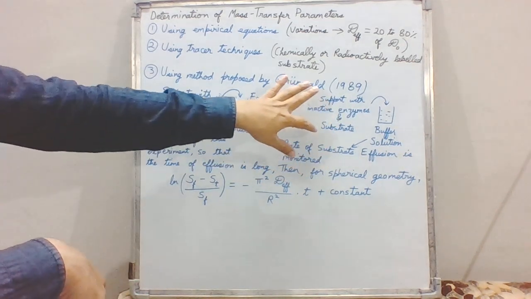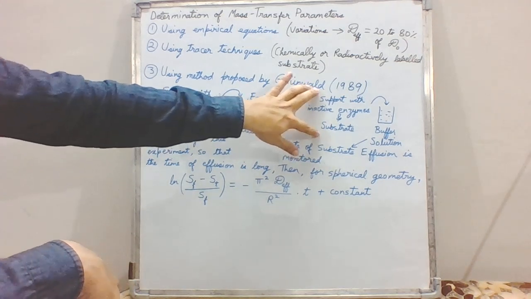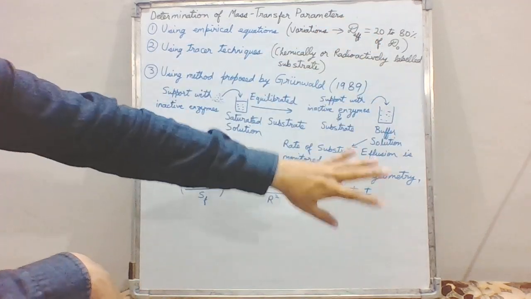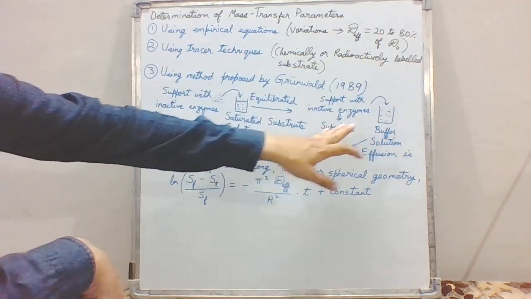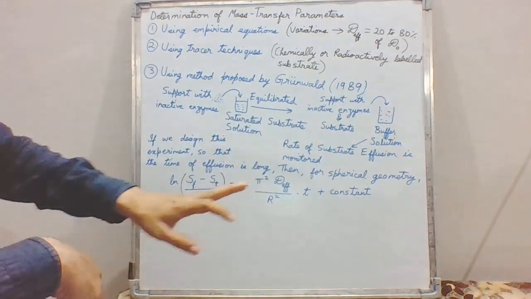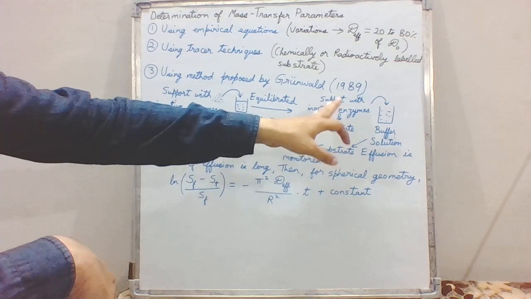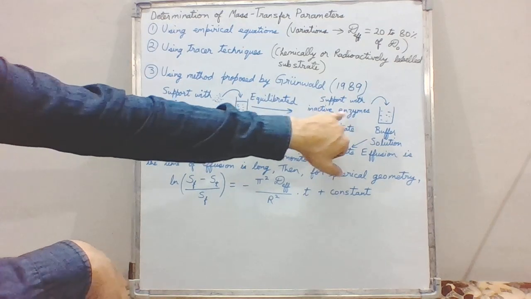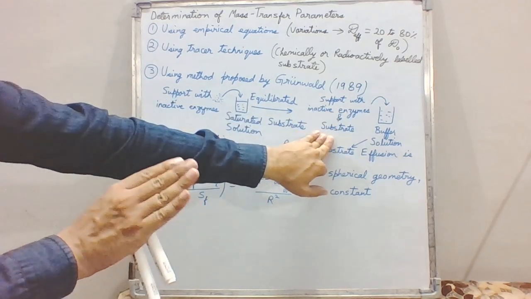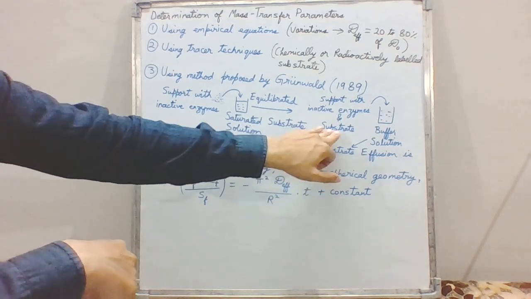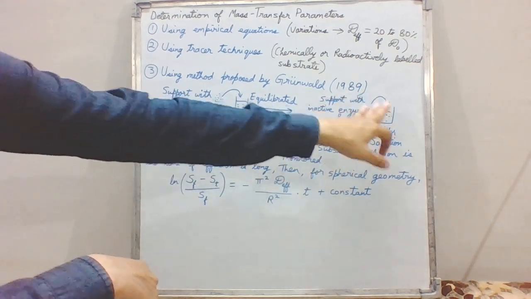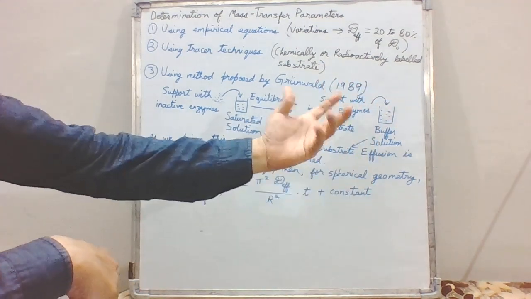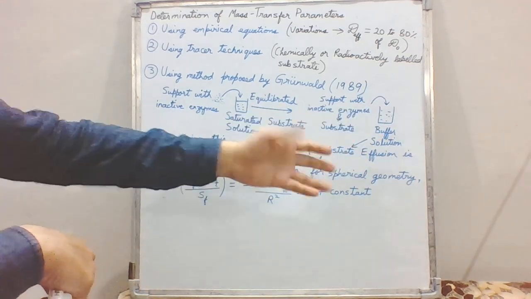Now this support, along with the substrate and the inactive enzyme, is immersed in a pure buffer solution which does not contain any amount of substrate. The inactive enzyme is immobilized and the substrate is not immobilized, it is just equilibrated within the support. So when we immerse this support in the buffer solution, the substrate would release out into the buffer solution, and the buffer solution will experience an increase in the substrate concentration.